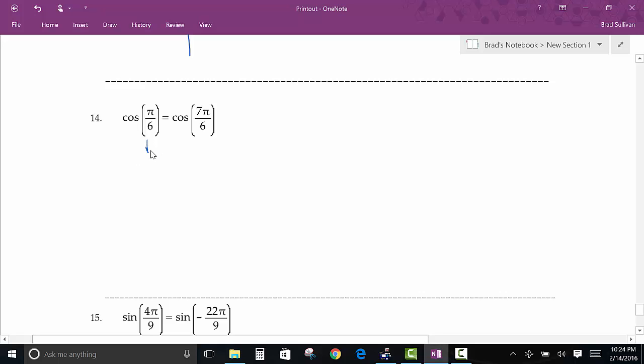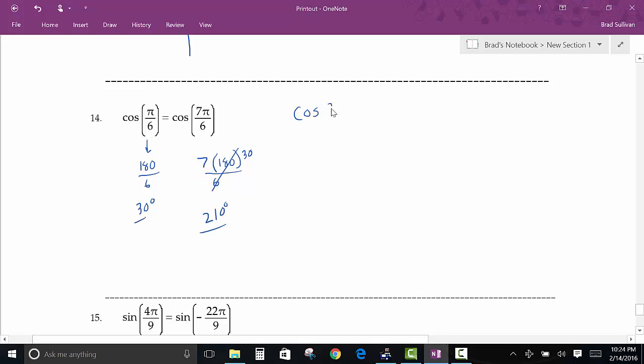Okay, the next one, let's convert these to degrees. If we do this, that would be 180 over 6, so that's a 30 degree angle. And then this we're going to do 7 times 180 over 6. 180 over 6 is 30, so 7 times 30 is 210 degrees. So what we're going to do is compare these two things.